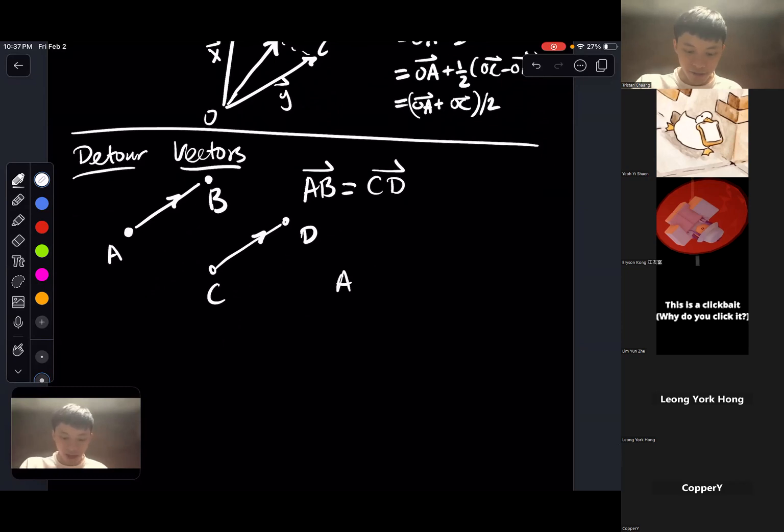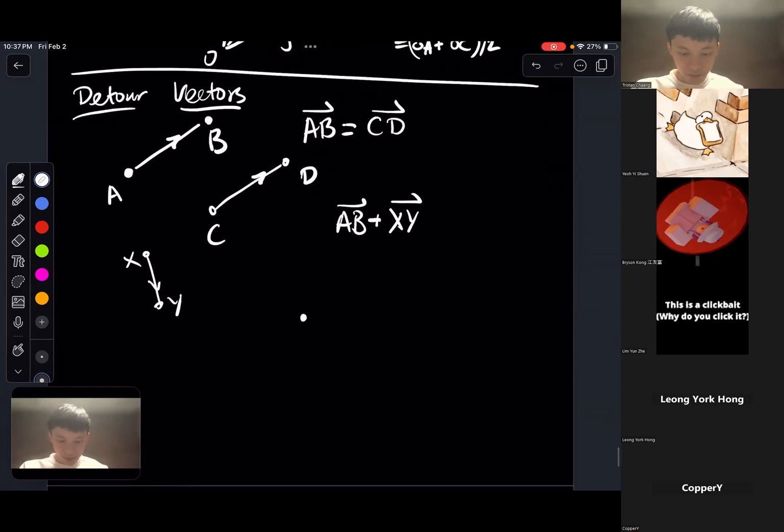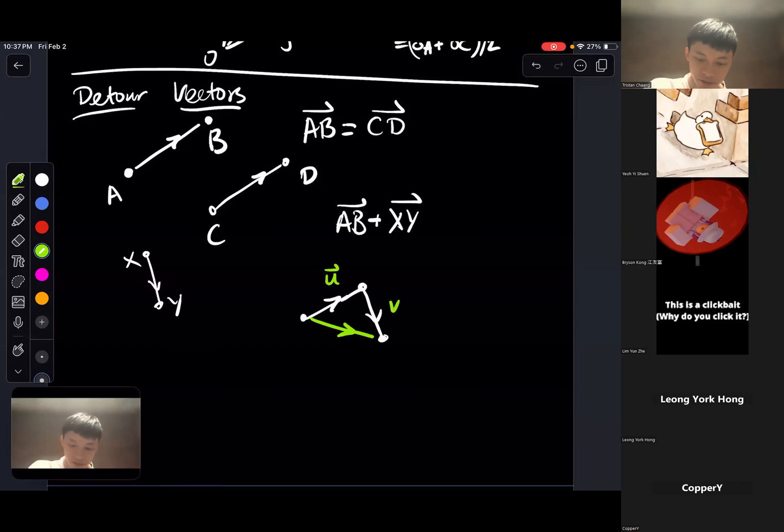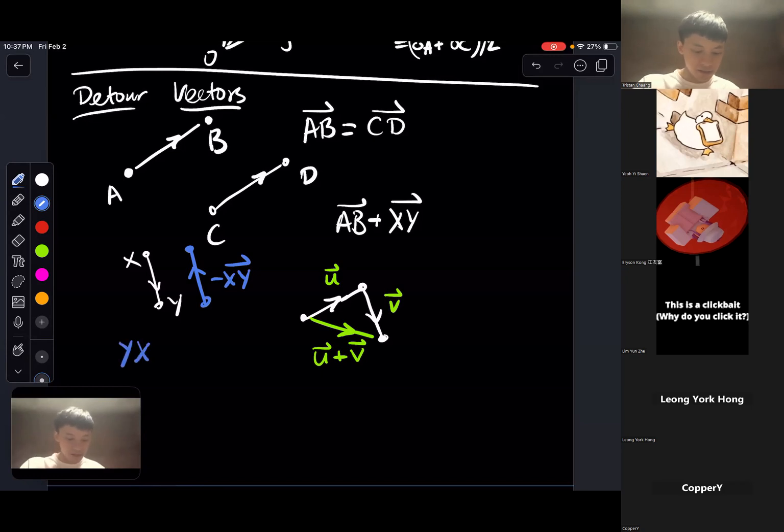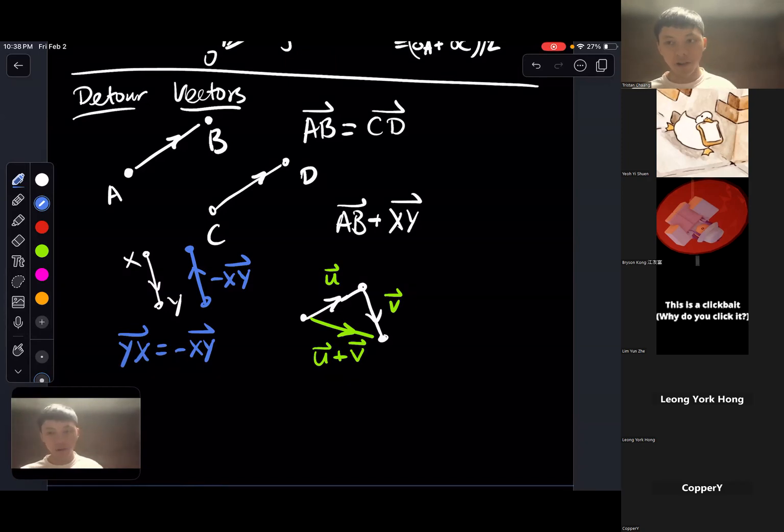So when you add two vectors, let's say you have x, y being like this, you basically put one vector on top of the other, and then you just declare this as the new vector. So if this is u, this is v, this is u plus v. And if you want to flip the direction, you just multiply by minus 1. So this is minus xy. In fact, yx is just minus xy. It's kind of like signed lengths, but now you can go in any direction instead of along one direction.